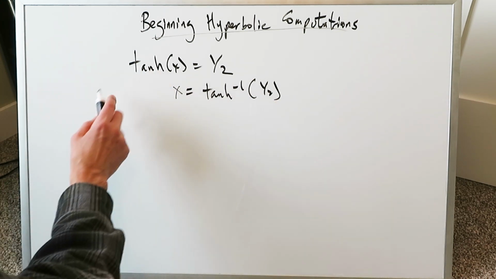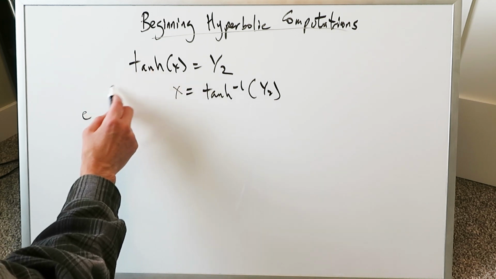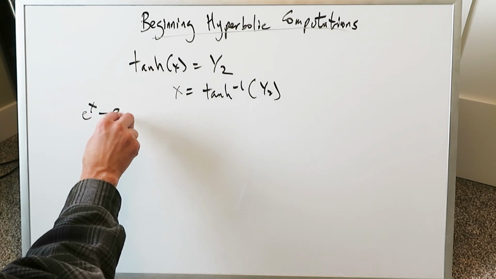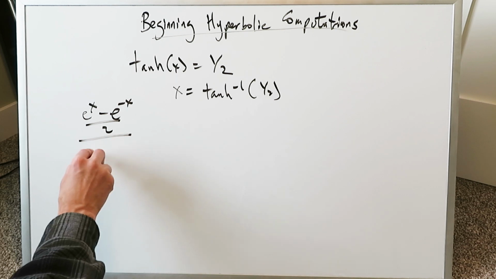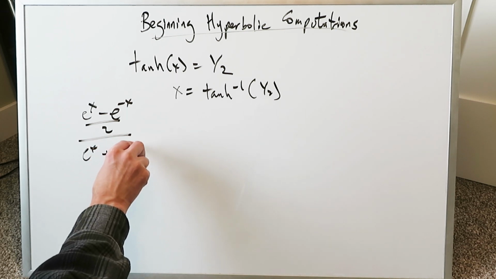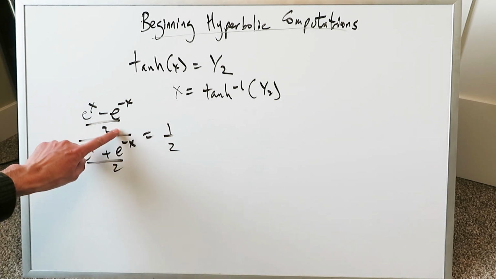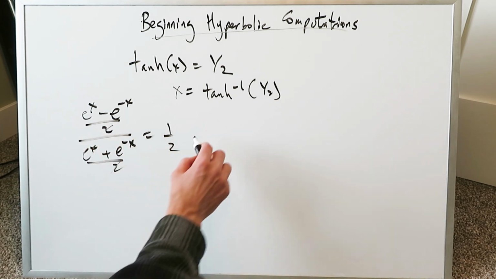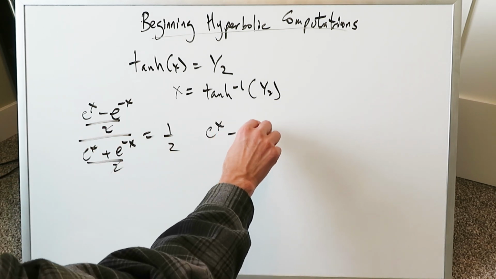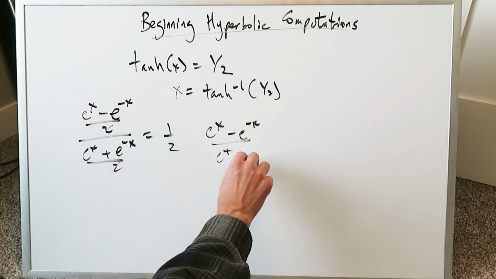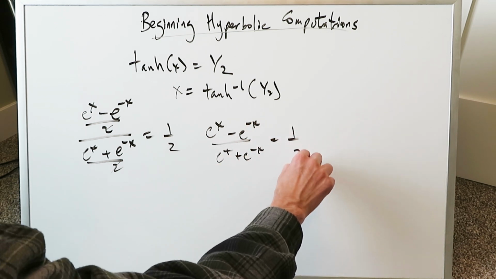Bring in the definitions of this. You have hyperbolic sine divided by hyperbolic cosine. Hyperbolic sine is this divided by hyperbolic cosine, which you know the definitions are these, is equal to 1 over 2. These 2's will cancel out. You're really looking at e to the x minus e to the minus x over e to the x plus e to the minus x is equal to 1 over 2.